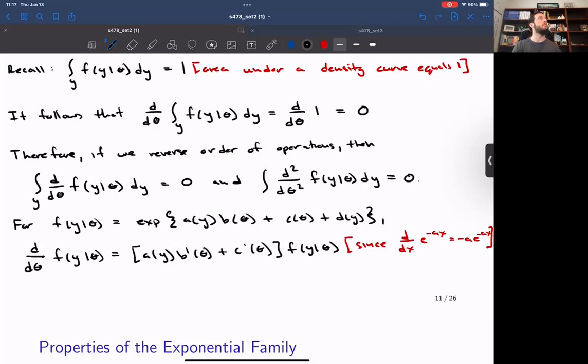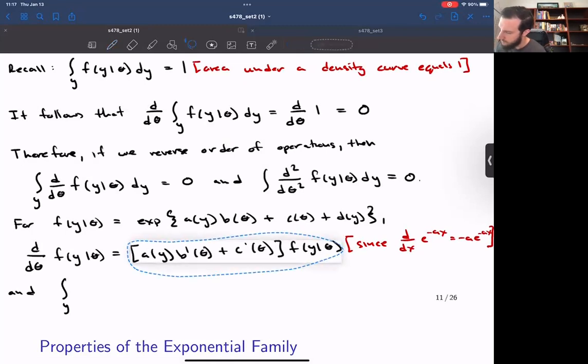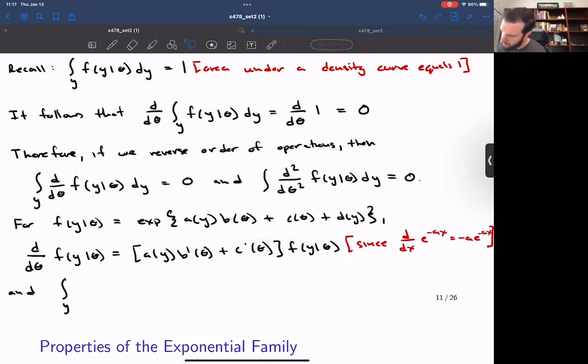Okay, so following from what we've shown above, we can say that for f of y, the derivative is equal to this, and the integral over y of this expression here is equal to 0.